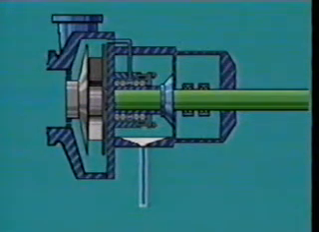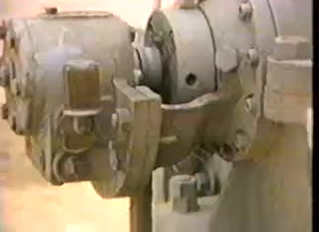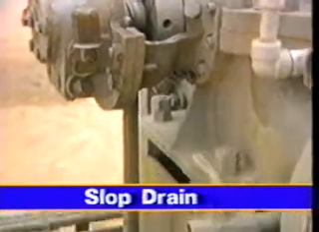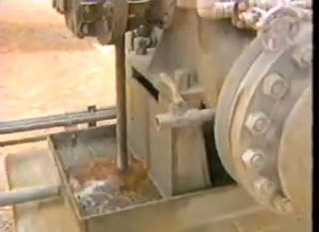There's another difference on larger centrifugal pumps. The external section of the lower casing half may form a small open well to catch fluid leakage. There is a pipe called a slop drain at the bottom of this well. Leakage can be drained through this pipe.